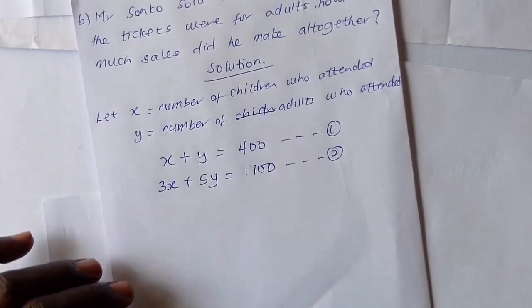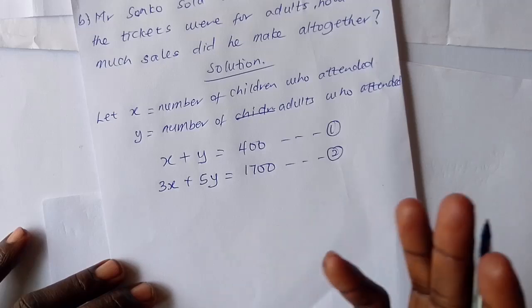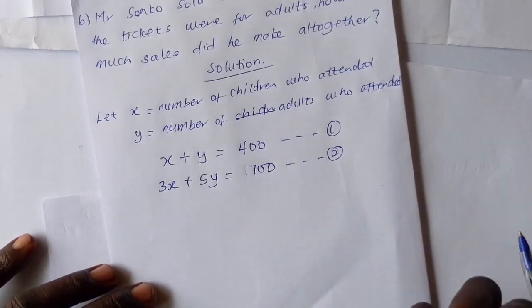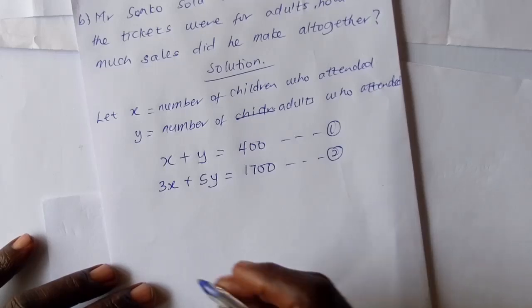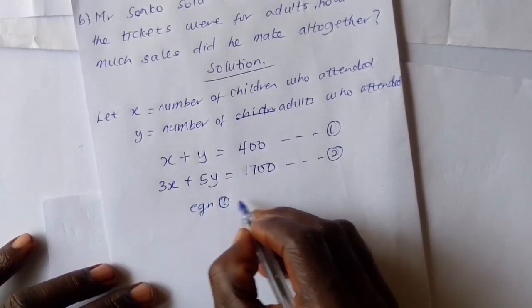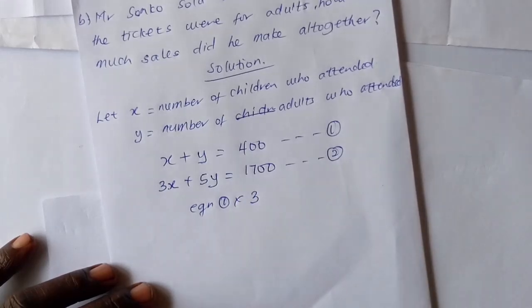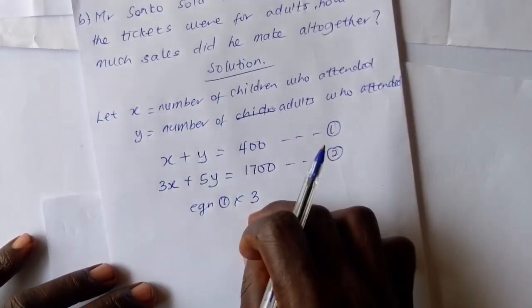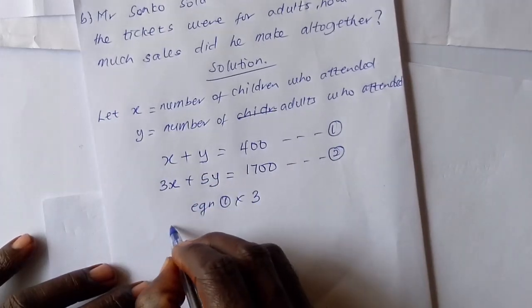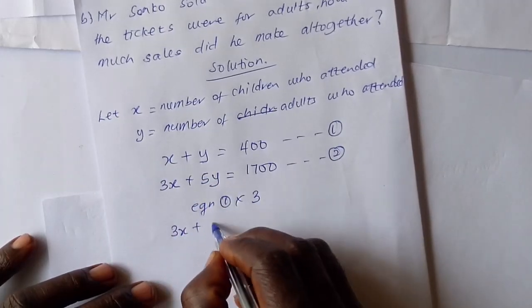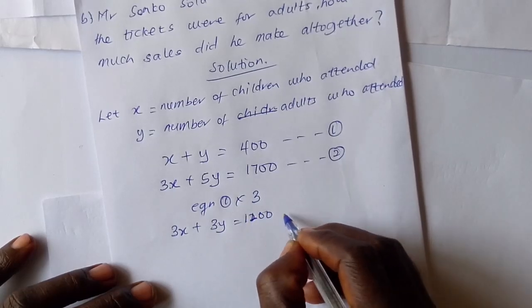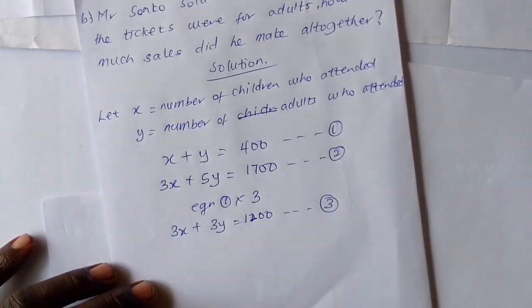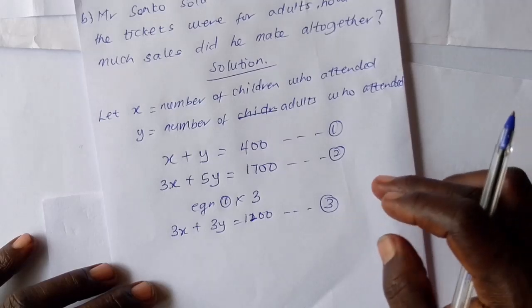From here, to use the elimination method, we must eliminate one variable. And before the elimination, the coefficient of the variable to be eliminated must be the same in both equations. So I will go ahead to say that equation 1 times 3. It means that all the terms in equation 1 are being multiplied by 3. So x times 3 gives us 3x. Y times 3 gives us 3y, because 400 times 3 is 1,200. Equation 3.